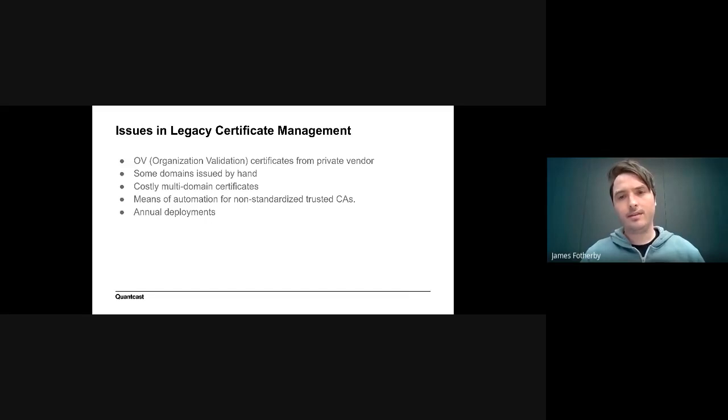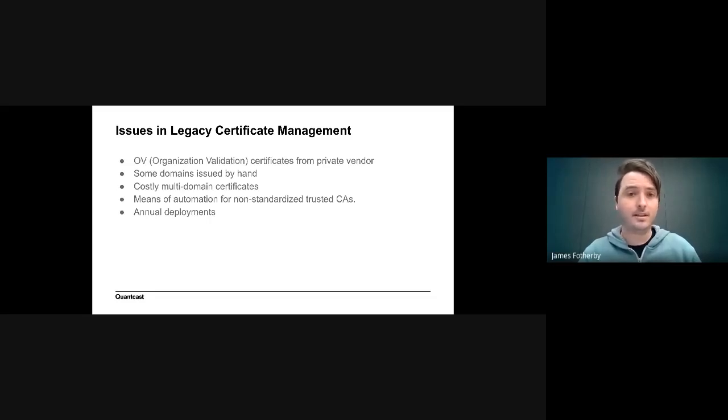So although nothing was inherently broken with our previous methods of handling certificate issuance and retrieval at our company, there were a lot of improvements that could be made. Occasionally we'd experience incidents related to certificate rotation or certificate expiration. Some domains were issued by hand due to organization validation being used, which was later found not to be an explicit requirement. We used multiple certificate authorities with teams rolling their own certificate issuance means, creating a lack of homogeneity in that space.